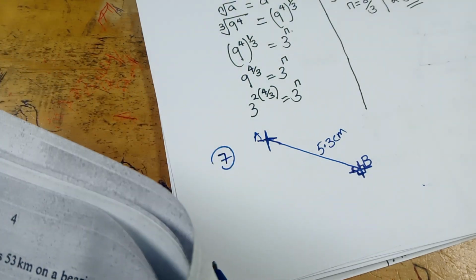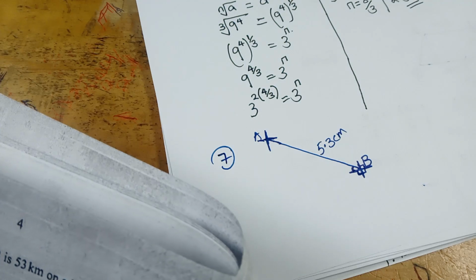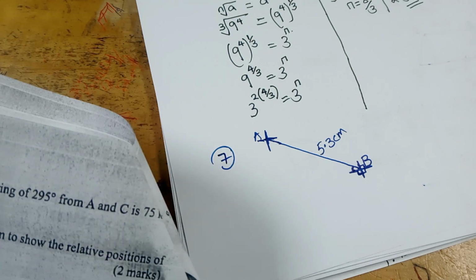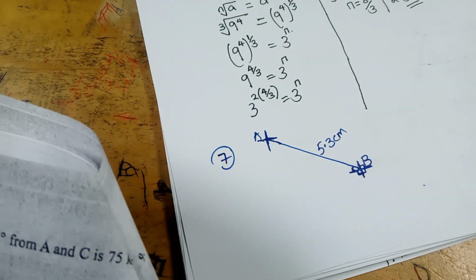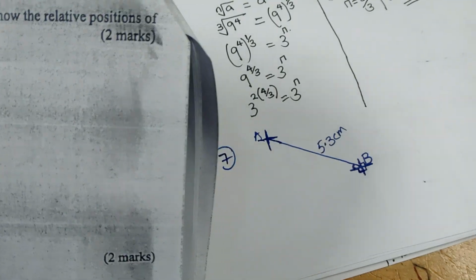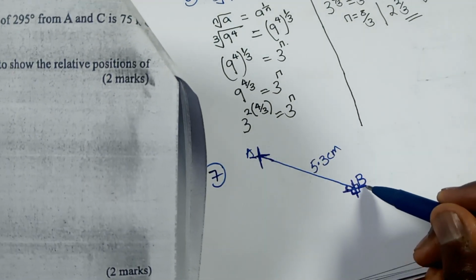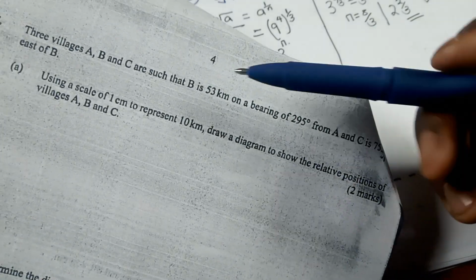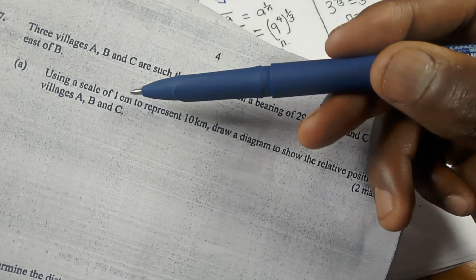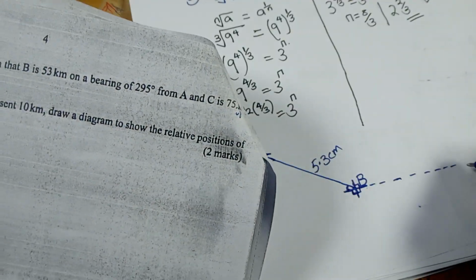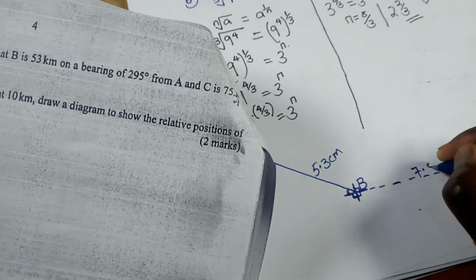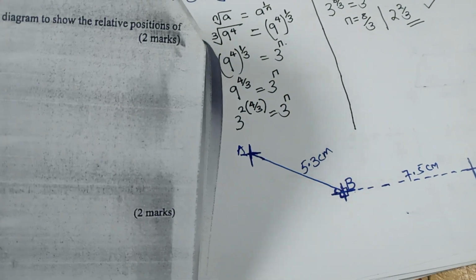Then we are told C is 75 kilometers east of B. So how do we determine that? We go to where B is. The east of B is this direction, so we go this direction 75 kilometers. Using our scale, we convert 75 kilometers into centimeters and get 7.5 centimeters. So we measure 7.5 centimeters east of B, and we get C.